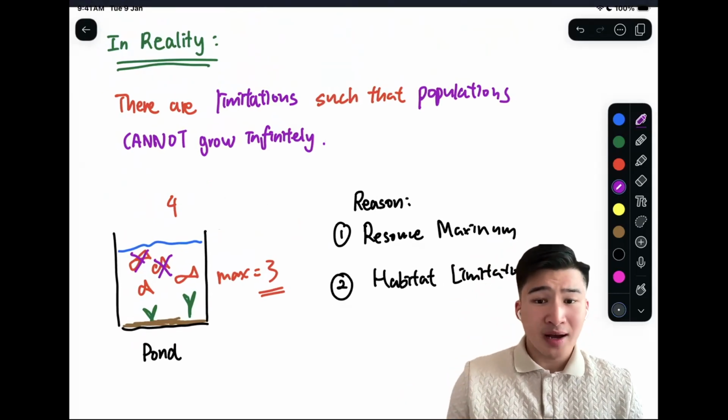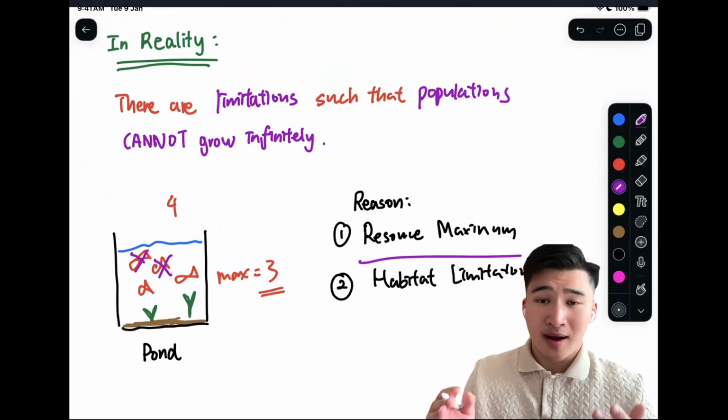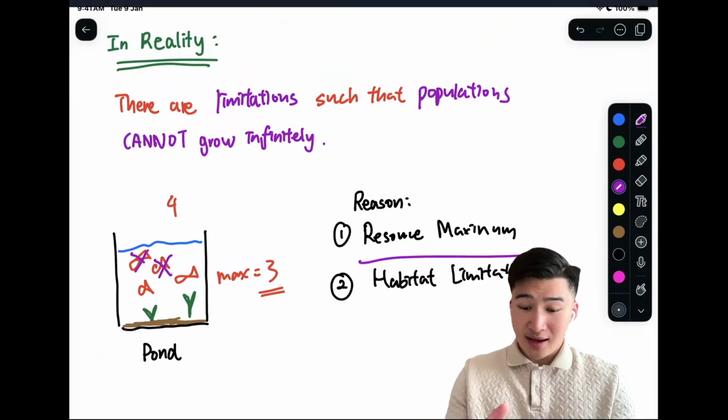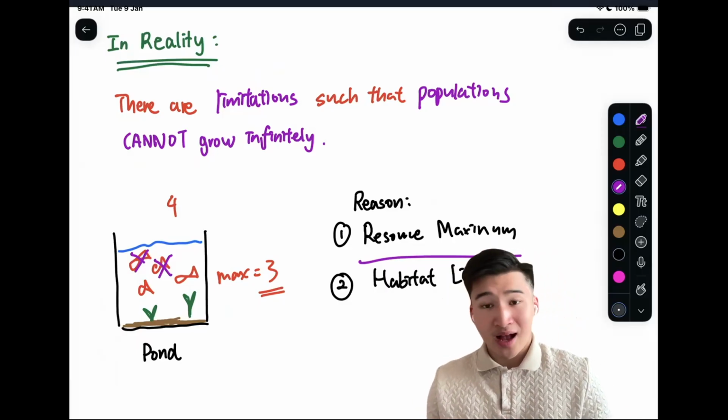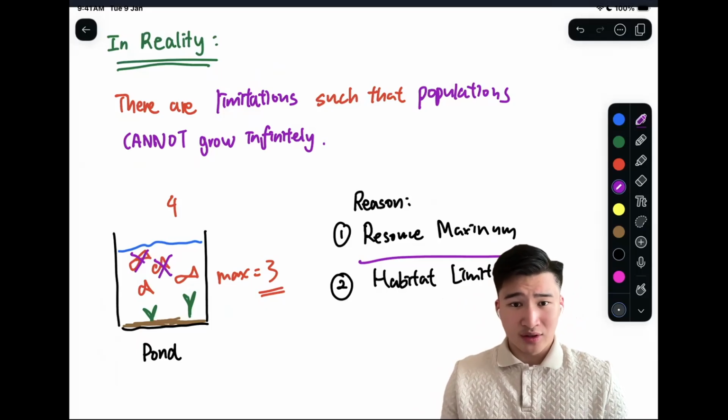So in reality, there's boundaries. The reason, because number one, we have this maximum available resource. So the pie is that big, and if there's too many people, we can't give it to everyone. And number 2, we have the habitat limitation, right? We need space to move.